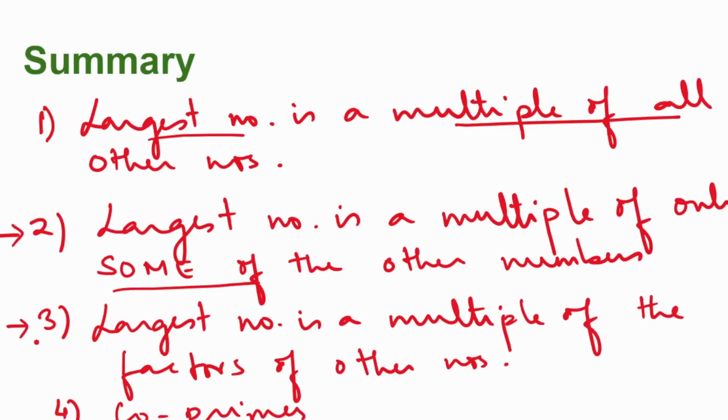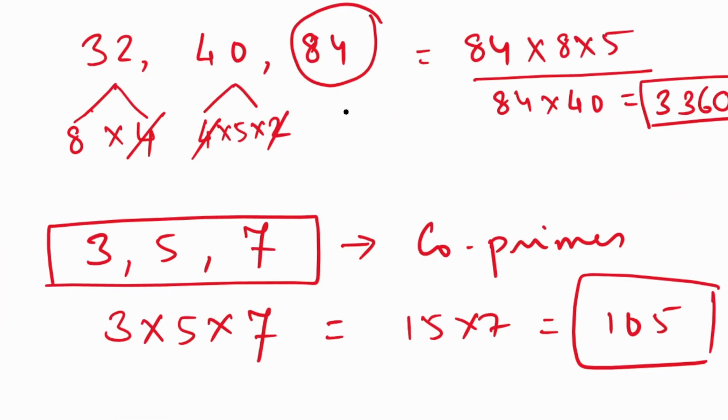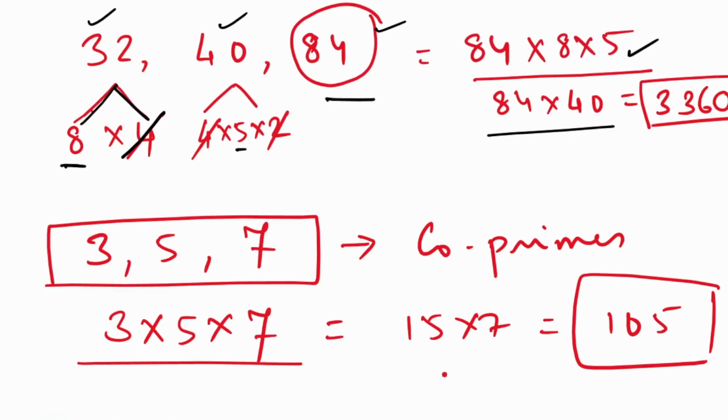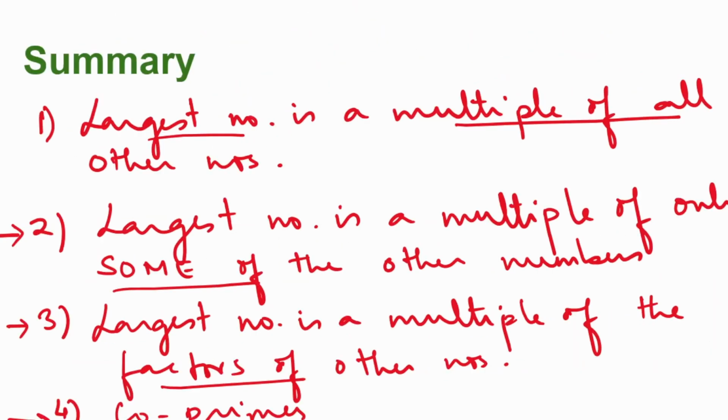The third case is when the largest number is a multiple of the factors of the other numbers. So here we had 84. 32 and 40 were not factors, but when you made factors of 32, one got cancelled out. So the other one just gets multiplied to the largest number. And same out here, we got 5. So that's how we get the LCM. And the fourth situation is when you have co-primes, then you just simply multiply the numbers. So I hope you won't be finding LCMs in the most boring way. This is a much faster way than the prime factorization method.